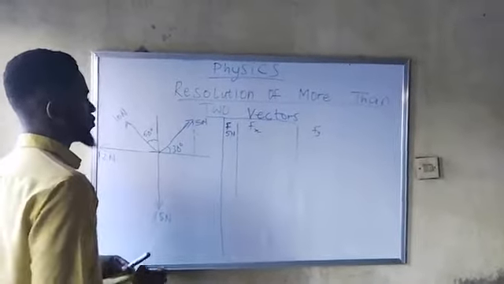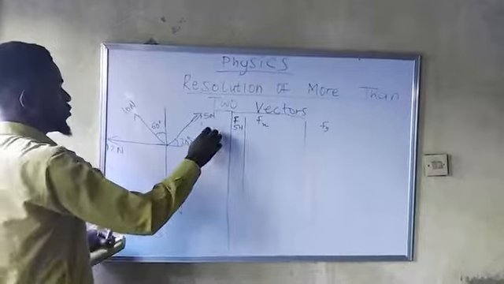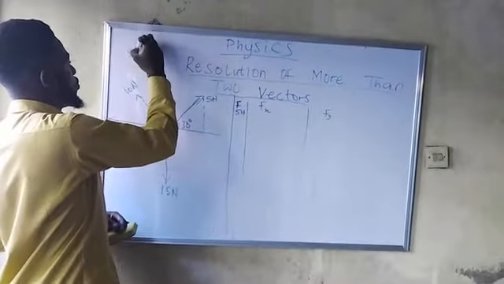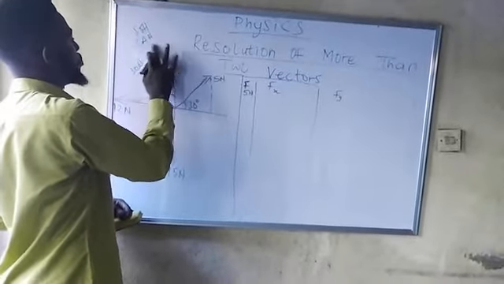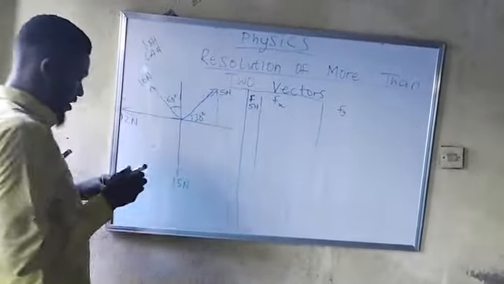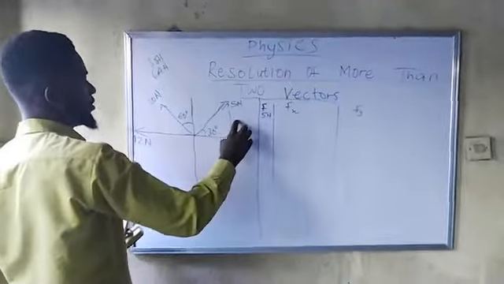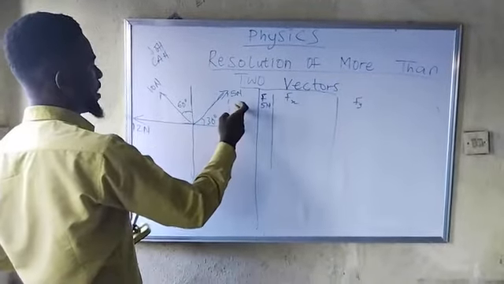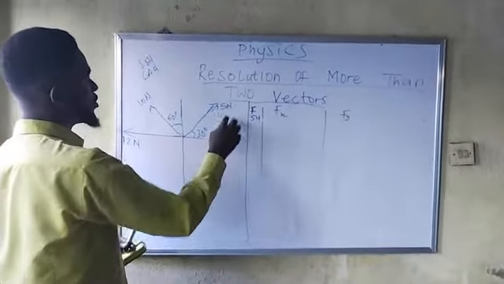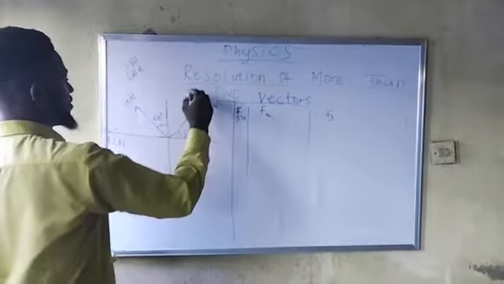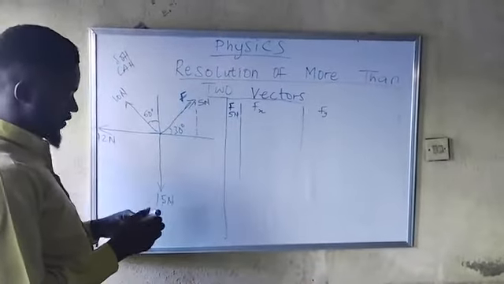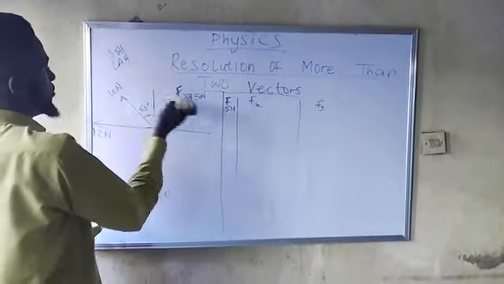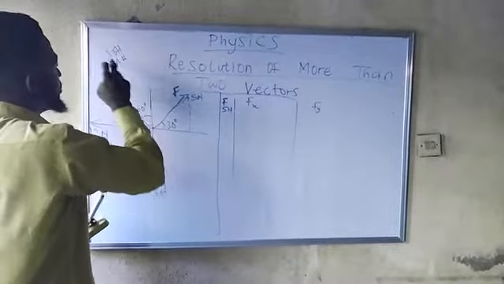I remember saying SOH CAH TOA, but basically the two we need are SOH and CAH. Sine is opposite over hypotenuse. So if this is the hypotenuse and this is the opposite, and the hypotenuse in this case is F, to get the opposite all you have to do is multiply the hypotenuse by sine.